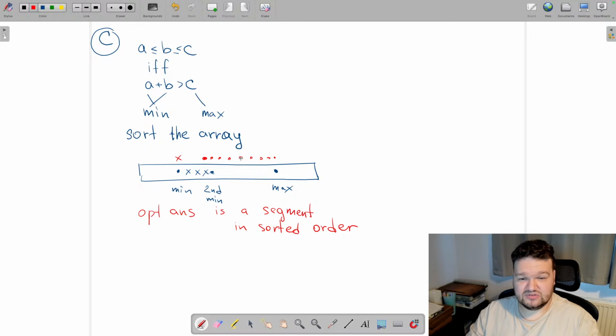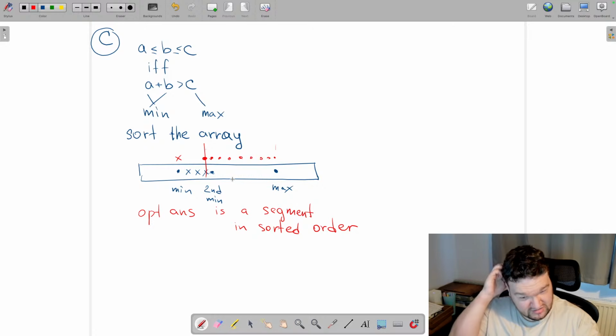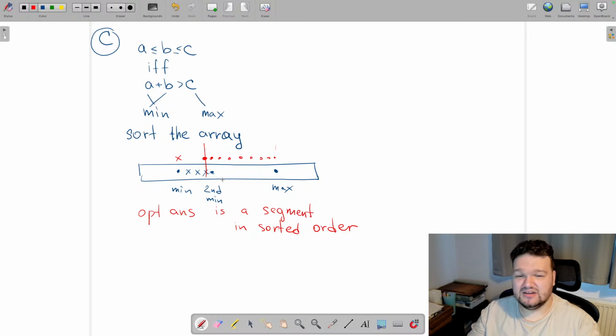And once we know that, it should be also pretty clear that if we fix the leftmost border of that segment, then our minimum and second minimum will be those two first numbers, and we just want to take all the numbers that are strictly less than their sum, which would mean that we can try to find this point with a binary search, which will result in n log n complexity.